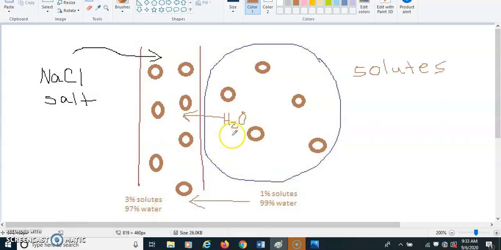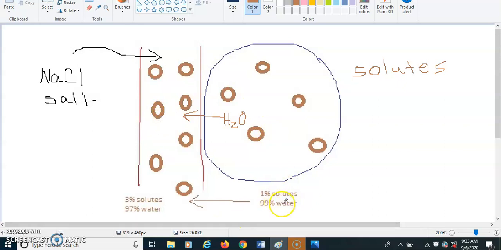But the reason that the water is wanting to move in this direction is because if the water moves from inside the cell to outside the cell here into the extracellular area, then it will dilute out these solutes, and then the solute concentration will decrease. And then it will equal the solute concentration inside the cell, which is what the body wants to do, is have a balance of solutes outside the cell and inside the cell.